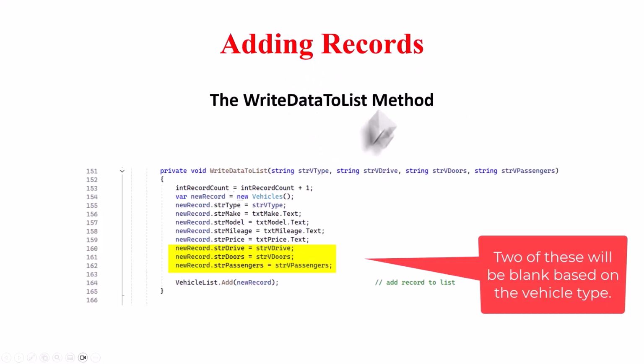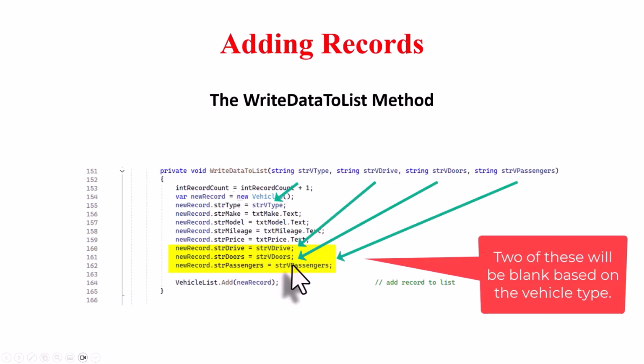We'll then write it out. And we're writing out, we're going to write data, our string str v-type, drive, doors, and passenger get written out. So what we're going to be doing here is taking a record count, increasing it, and creating a new list record. And with that list record, we're going to add the vehicle type, the make, model, mileage, price, doors, drive, and passengers.